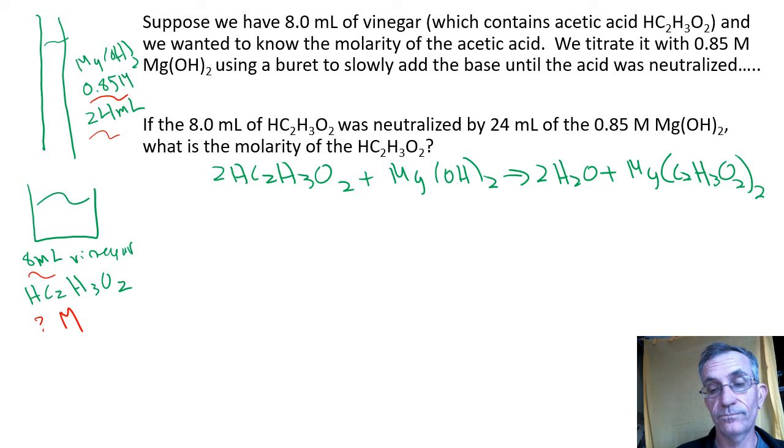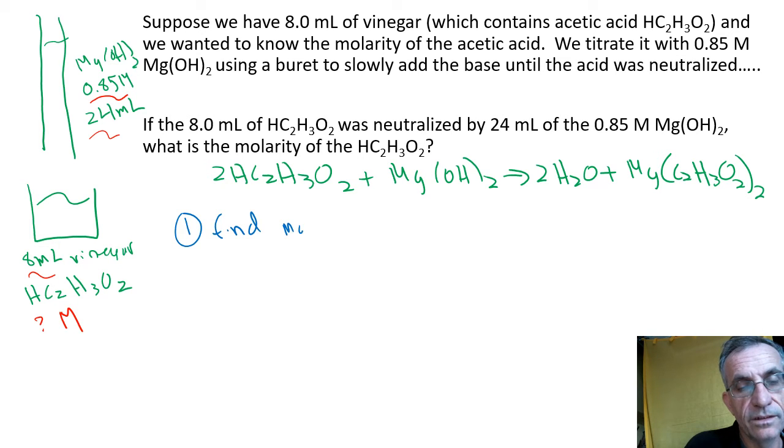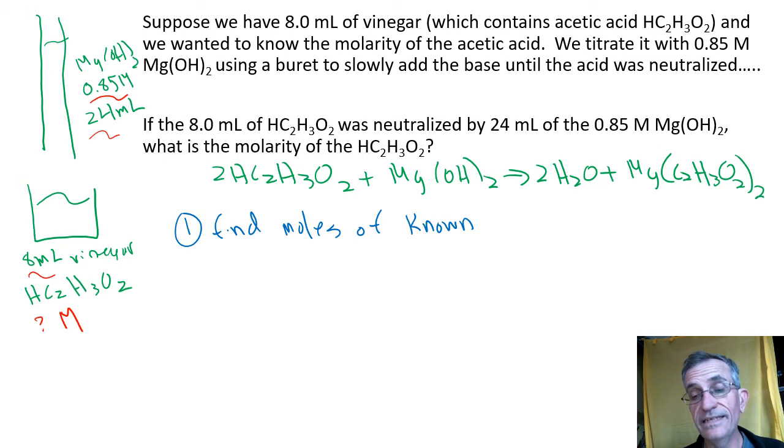That's super important. Okay. So let me outline what we're going to do. If you think about pretty much every stoichiometry problem we've done all semester, it involves moles. So the first thing we're going to do is find our moles of our known. Our known is the thing we know the most about, the thing you already have the concentration of. In this case, that is the magnesium hydroxide. So you know the concentration of the magnesium hydroxide, and you know how many milliliters it is.